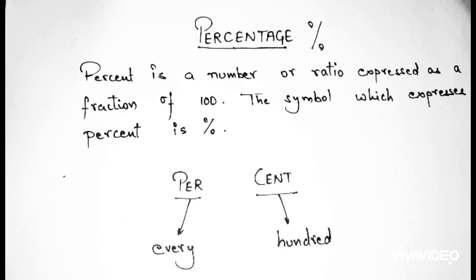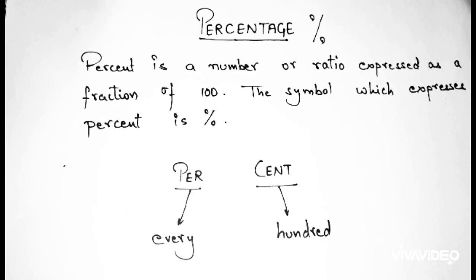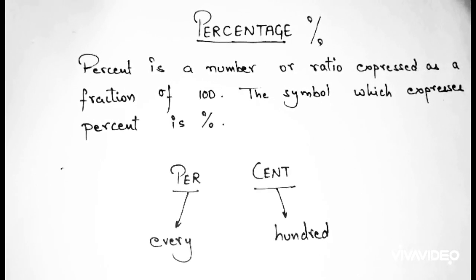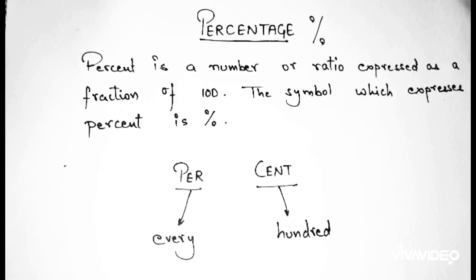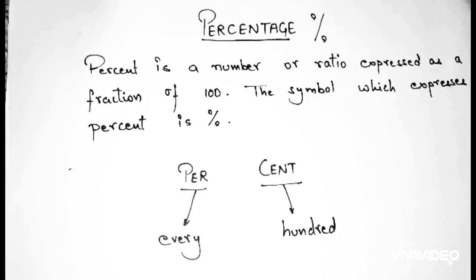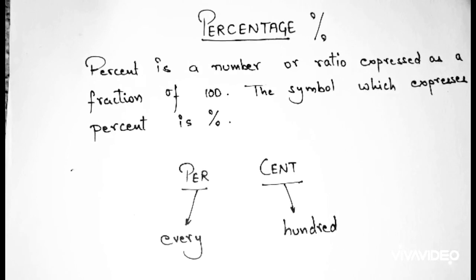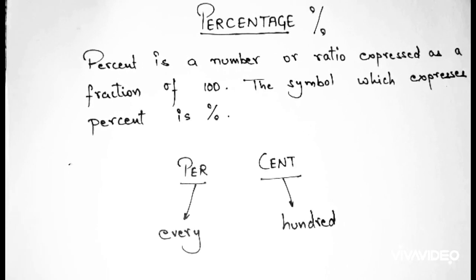What is percentage? Percent is a number or ratio expressed as a fraction of 100. You can see the symbol of percent. We will divide the word percent into two words, that is per and cent. Per means every and cent means 100. So in short, we conclude on every 100.